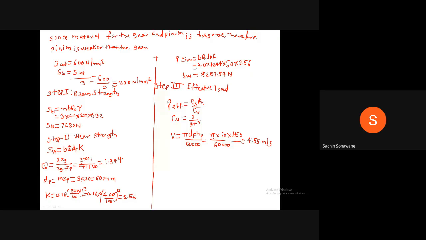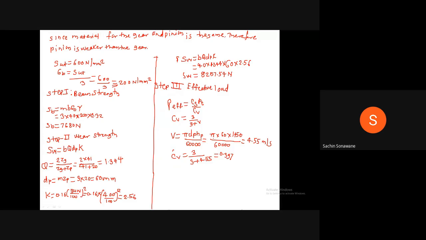Now substitute this 4.55 value in CV. We will get the velocity factor. Therefore, CV is equal to 3 divided by 3 plus 4.55. Please tell me the value of CV. 0.397. Yes, correct.